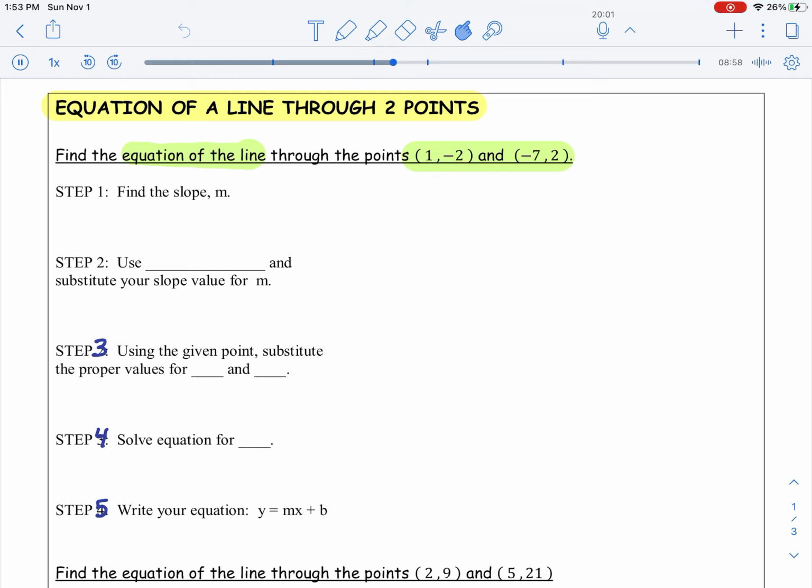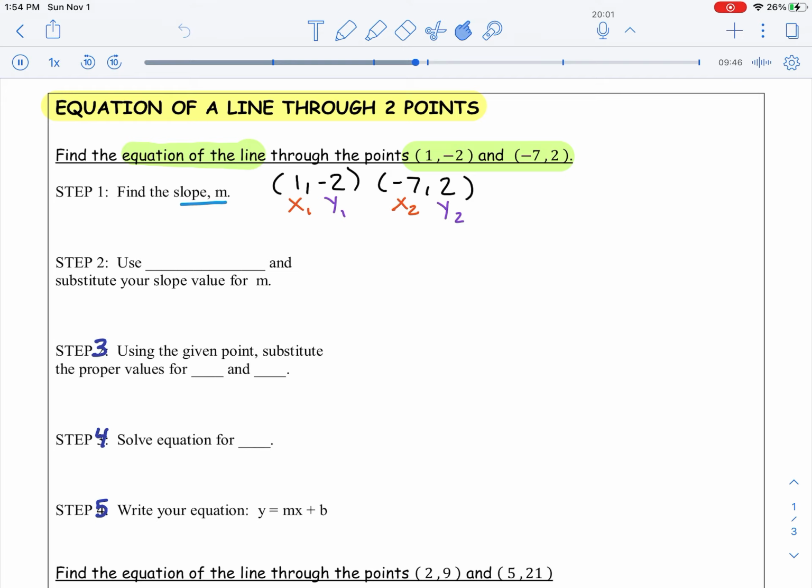Step number 1, find the slope, m. So I need to look at my points. The points that we have are (1, -2) and (-7, 2). So I know that my x values are the 1 and the -7, and my y values are the -2 and the 2. And I have little subscripts to tell me, oh, this is x1 and y1, and then x2 and y2, to show which point the number came from.